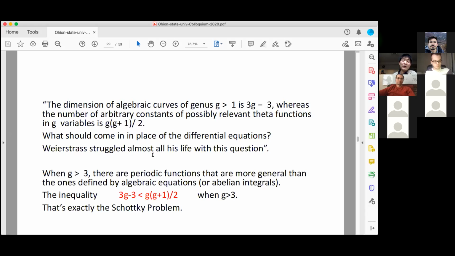Weierstrass struggled almost all his life with this question. So this bothered him. That's exactly the Schottky problem. This prevented the complete realization of Weierstrass' whole dream. He developed all this epsilon-delta definition, absolute convergence, the M-test, everything in order to develop a theory of abelian functions. But he could not do it. He did not achieve it. So it's a sad ending.